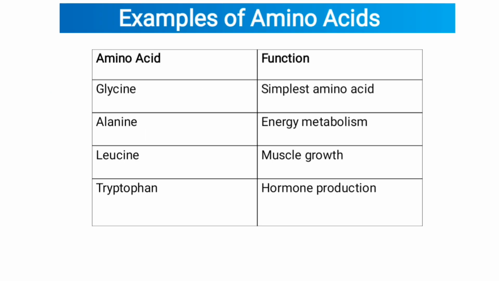Examples of amino acids. Glycine functions as the simplest amino acid. Alanine, energy metabolism. Leucine, muscle growth. And tryptophan, hormone production.